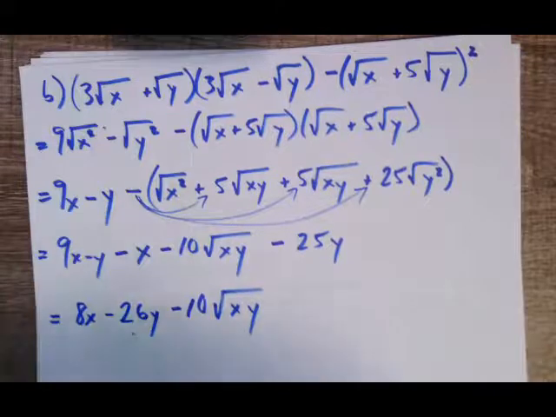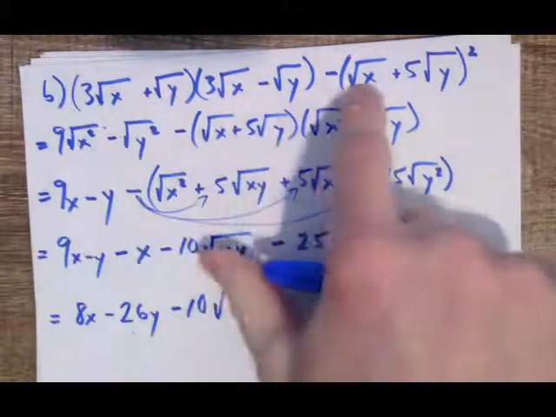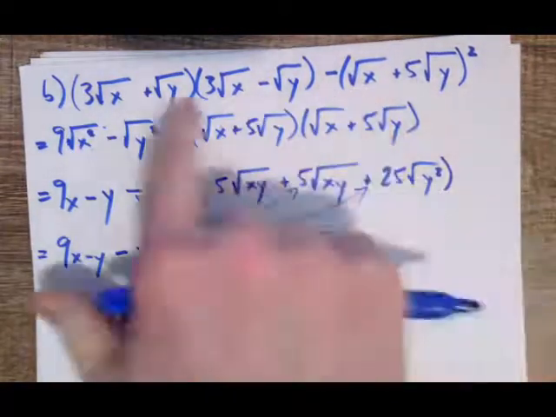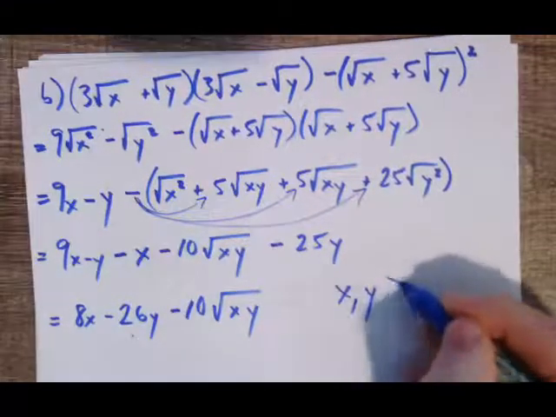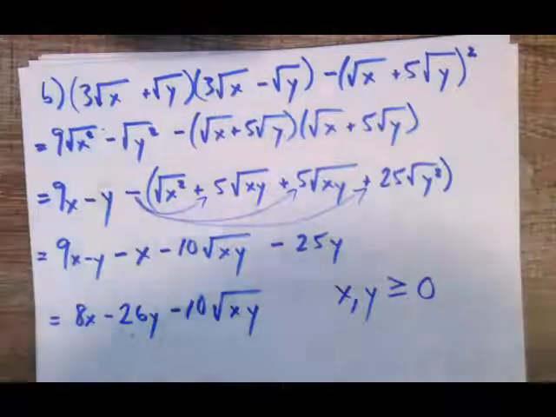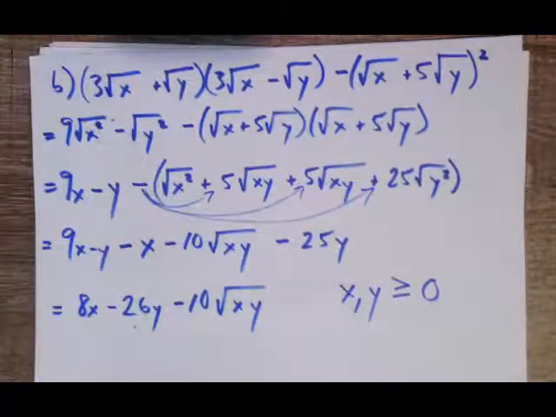Yep. Oh, I forgot to talk about non-permissibles. In the very beginning, very first question, they're all just single powers in square roots. x, y have to be greater than or equal to 0. If they're negative, it wrecks the world. Okay?